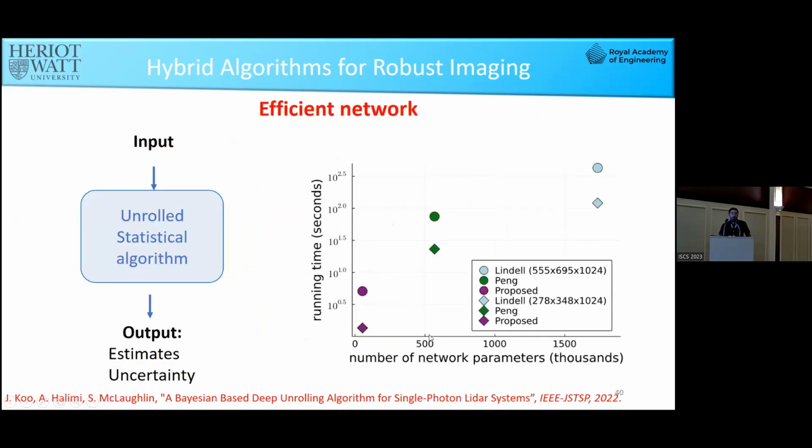Other nice properties about this network is that it requires fewer parameters to train it. And here what we represent in this curve is the number of parameters to train the network versus the running time of the algorithm. And we compare in purple our algorithm, in green the Peng algorithm, in blue Lindell algorithm, which are state-of-the-art deep learning strategies. And you can focus here on the diamond shape, and you can see that while Peng requires 500,000 parameters to train, our algorithm only requires 40,000 parameters because it's using information from the statistical model. And actually it runs also 10 times faster than this best deep learning algorithm.